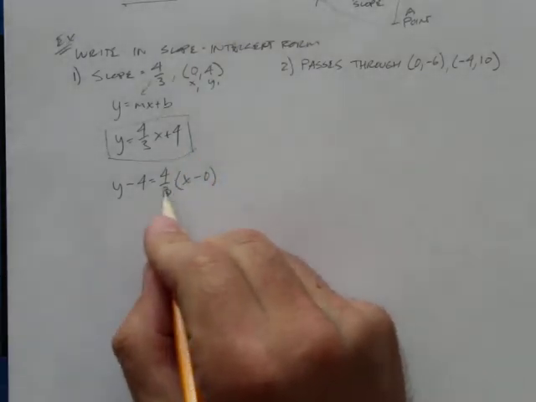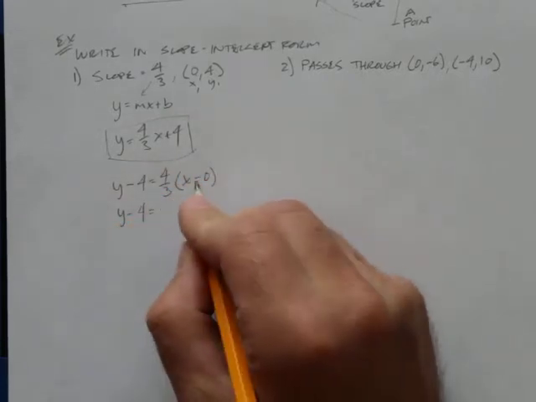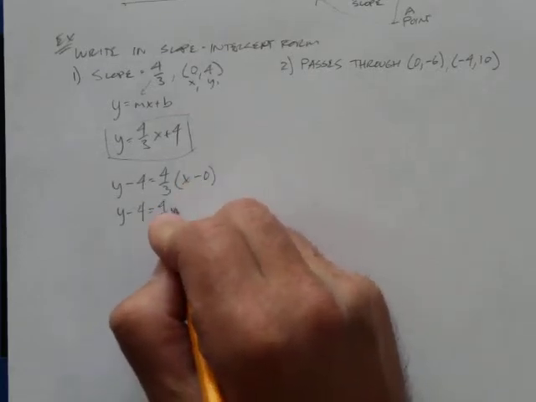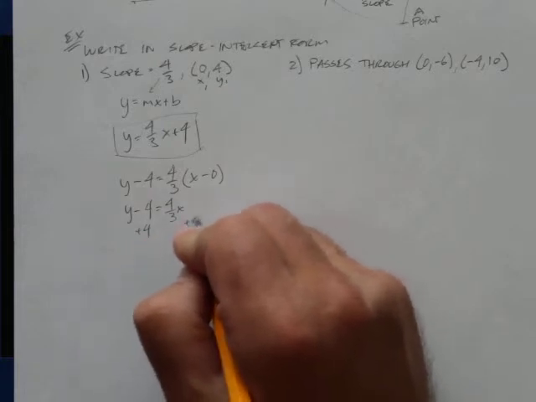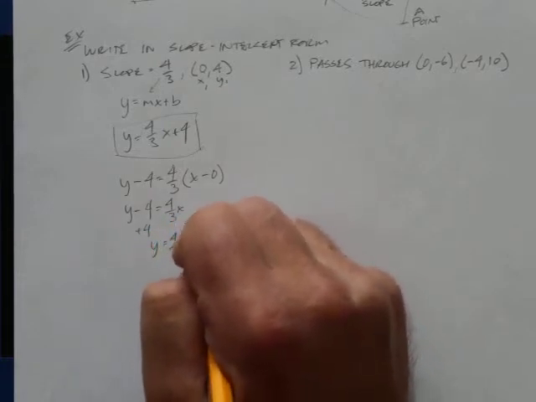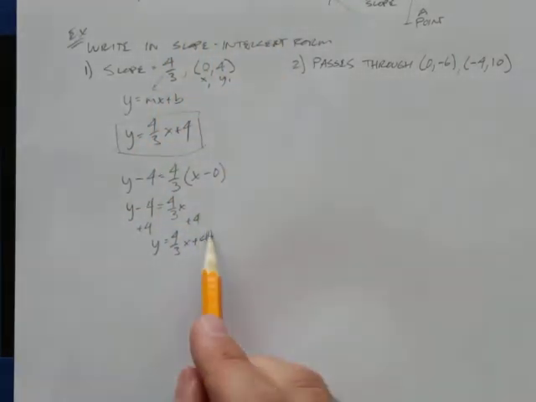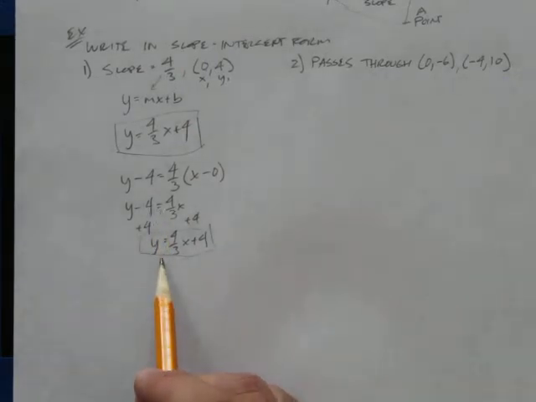Now I'm going to simplify this. So I've got y minus 4 equals 4/3 times x minus 0, which is 4/3 x. Now I need y by itself, so I'm going to add 4 to both sides. y equals 4/3 x plus 4. So I just used point-slope form to get to slope-intercept form.